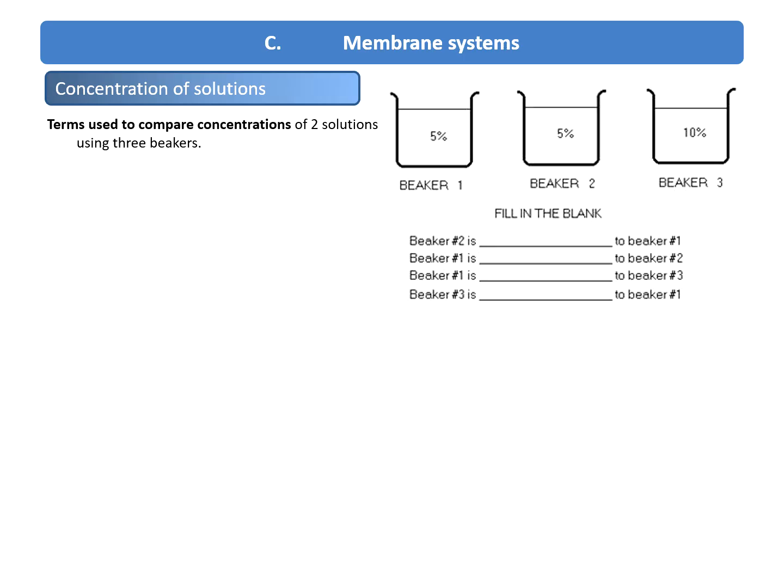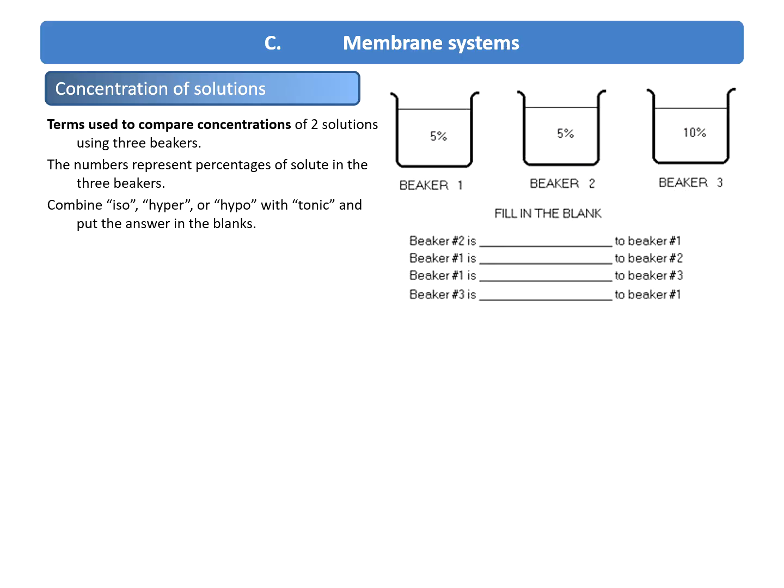Let's compare two solutions using three different beakers. The numbers represent percentages of solute in the three beakers. Let's combine iso, hyper, or hypo with tonic and put the answers in the blanks. Beaker number 2 is what compared to beaker number 1? Isotonic. Iso same, tonic solute concentration.